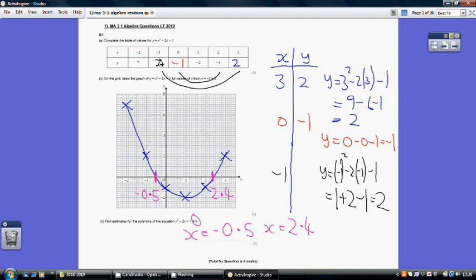But if you want to check the value, substituting minus 1 into the curve, minus 1 squared is plus 1, minus 2 times minus 1 is plus 2, and take away 1 we get 2. So those are those values. For part B we plot a gentle curve. Now for part C, find the estimates of the solutions of the equation when it equals 0. Well, that's where the curve crosses the x-axis, so I think approximately that's at 2.4 and minus 0.5. There would be some leeway in the mark scheme, so as long as your values are around there, you get the marks.